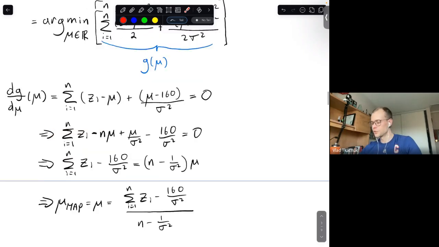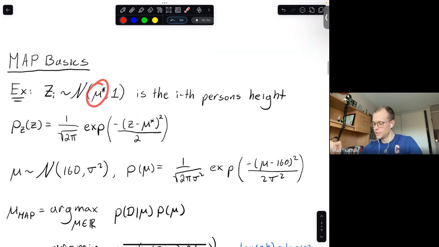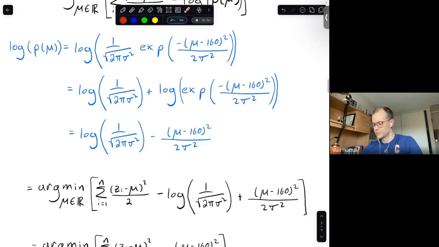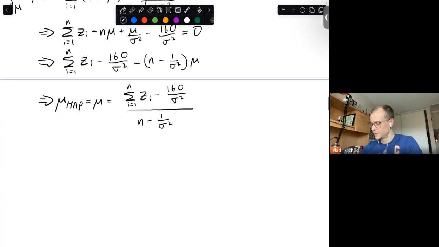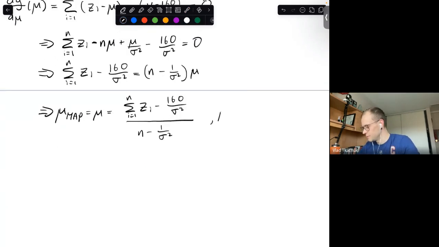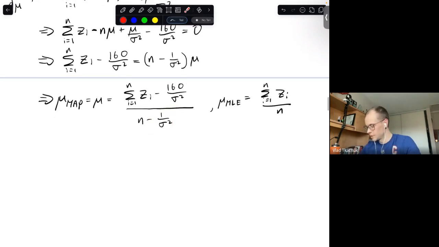That was our goal. What was it supposed to represent? It was supposed to represent the mean height of a person. So we got an estimate of it. What is our estimate? Well, it's this equation. What was it for MLE? Maybe I remind you. For MLE, this estimate was not what we had here. It was something else. It was the sum i equals 1 to n of zi over n. So what it did not have is these terms, which are now based on our prior. Okay, but it's sort of related.